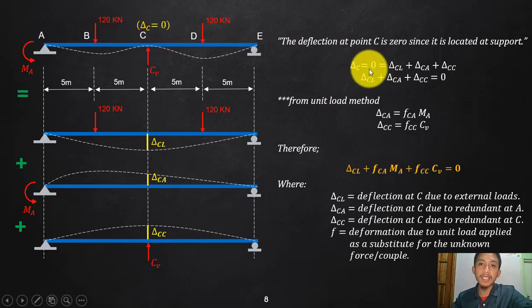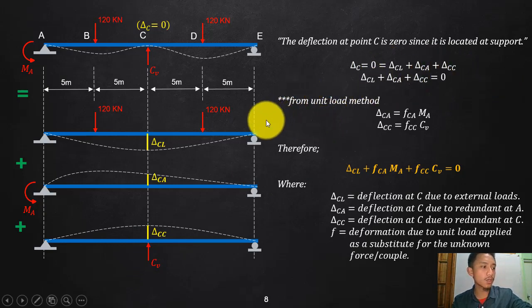Okay, so that is the idea that we are trying to satisfy, and that will give us the second compatibility equation. So again, your deflection at C due to the external loading, plus the deflection at C due to the moment or the redundant at A, plus the deflection at C due to the redundant at C, should be equal to zero.